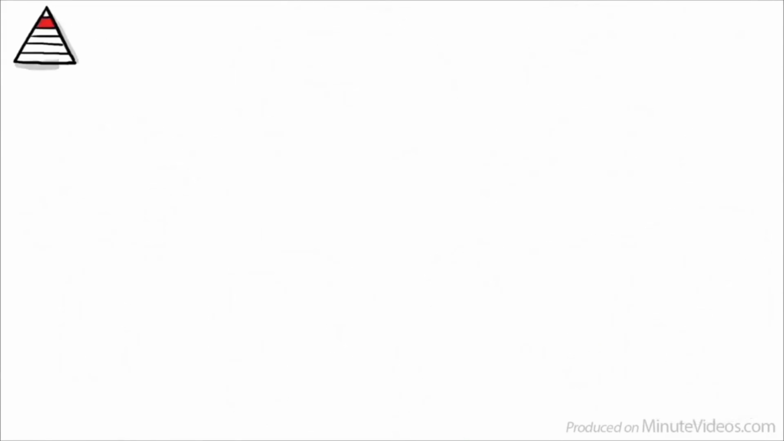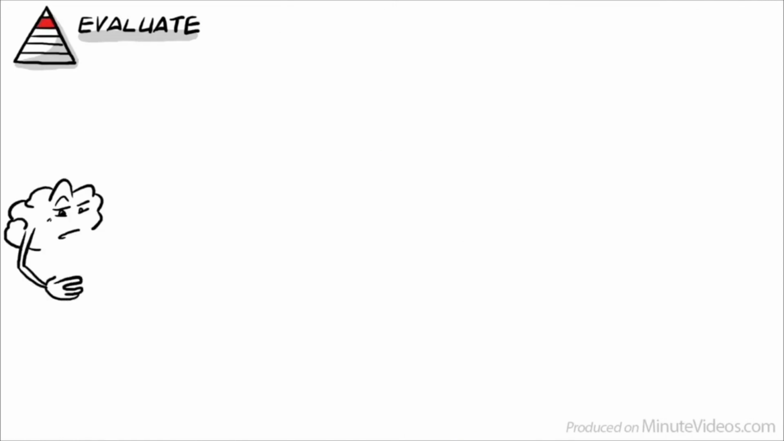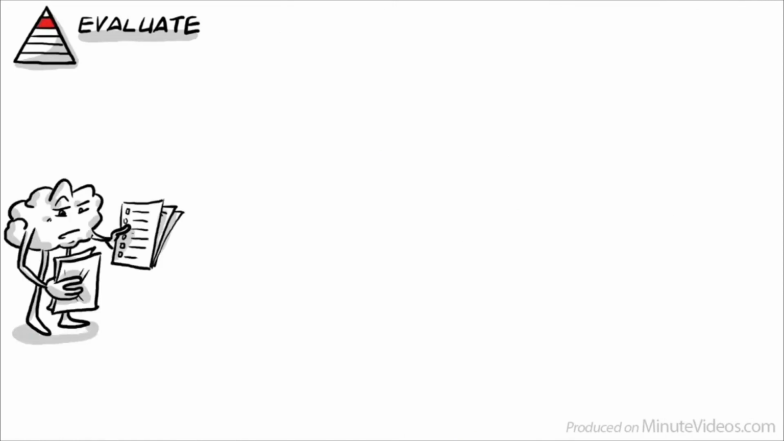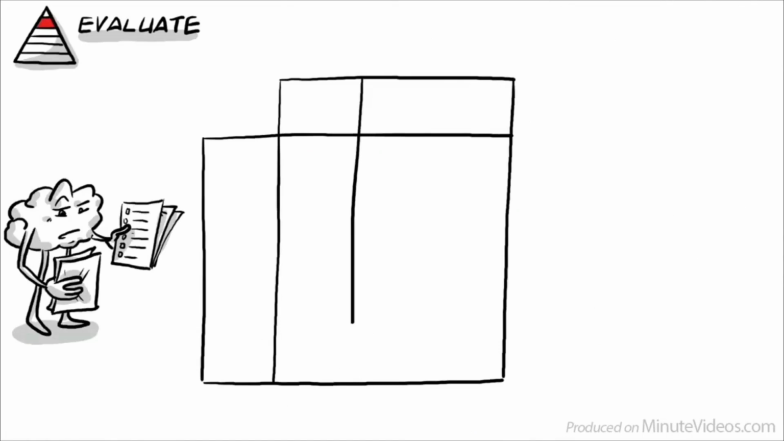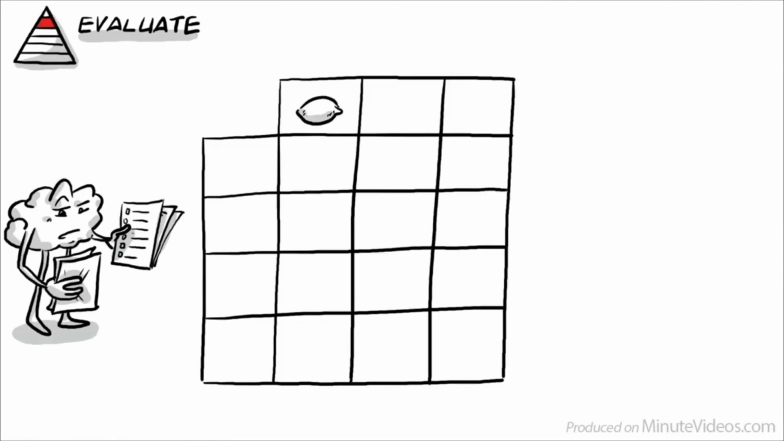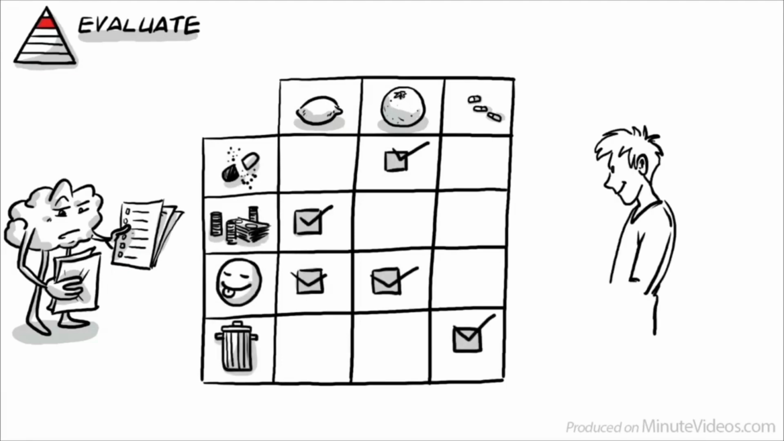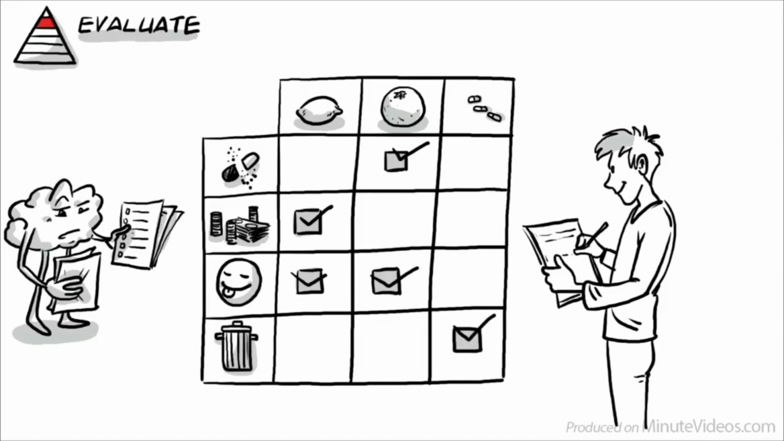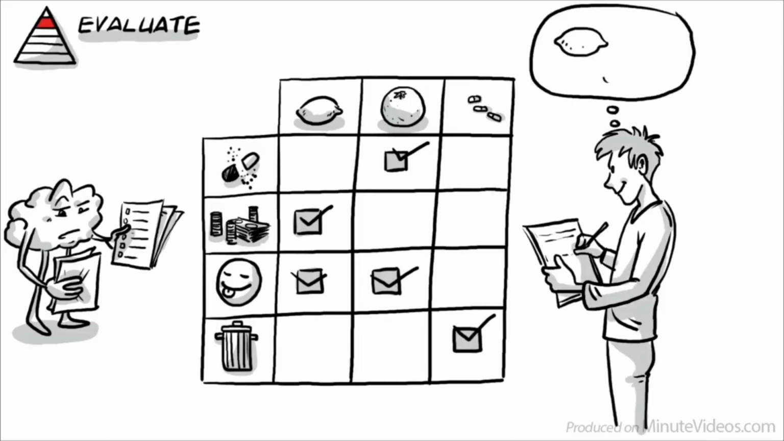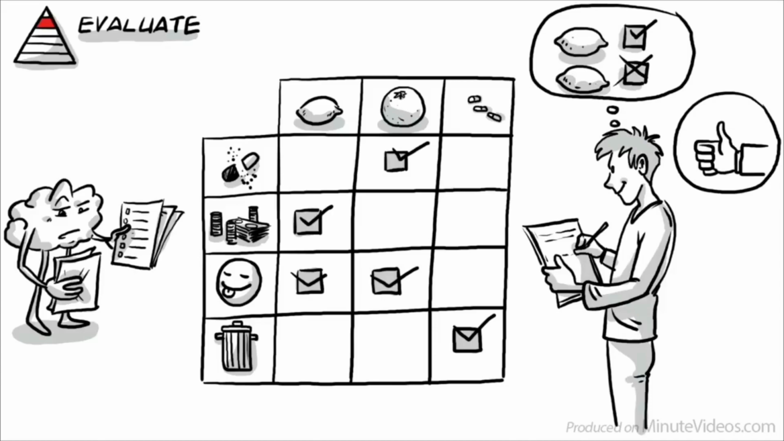Now we are ready to evaluate. We analyze, critique, and compare. To evaluate our lemon as a good source of vitamins, we compare it to other sources, such as oranges and supplements. We look at the following properties: vitamin levels, affordability, taste, and packaging waste. If we evaluate our thoughts critically and without bias, we learn where the lemons score high and where others score higher.